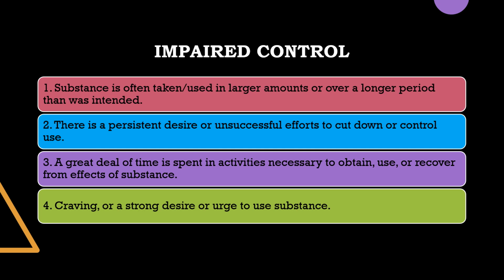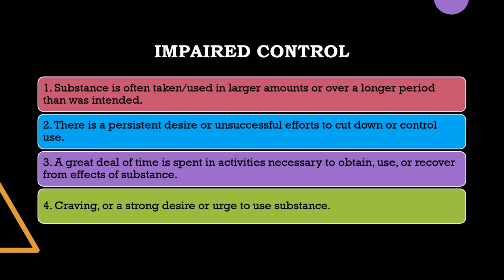So the first section we'll be looking at are the criteria that look at impaired control. So number one, substance is often taken or used in larger amounts or over a longer period than was intended. Number two, there is a persistent desire or unsuccessful efforts to cut down or control use.